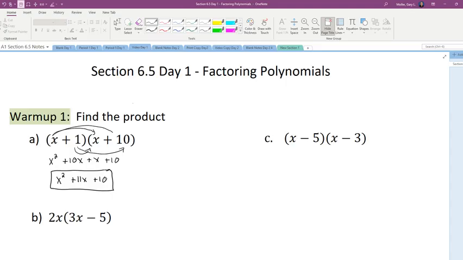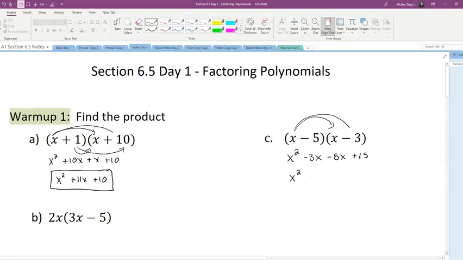I'll do part C next. We're going to again do FOIL. X times x is x squared, negative 3x minus 5x, and then a negative and a negative makes a plus 15. Anytime the signs are the same in your binomials, it'll multiply together to be a positive number on the end, of course. And since both of these signs are the same, the negative 3 and the negative 5, we're going to combine those together, and it's going to look like addition, right? So it's going to be negative 8. 5 and 3 make 8, so it'll be a negative 8. X squared minus 8x plus 15. So those two factors, x minus 5 and x minus 3, multiply together to be that trinomial.